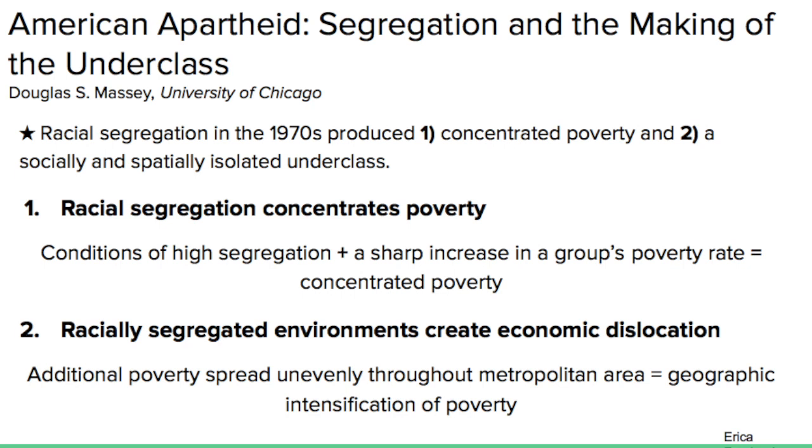Regarding the creation of a socially and spatially isolated underclass, Massey states that geographic intensification of poverty occurs because the additional poverty is spread unevenly over the metropolitan area. In this case, racial segregation weakens the economic base of minority communities during periods of economic dislocation. A specific example comes from Massey's writing explaining how the process of segregation works.